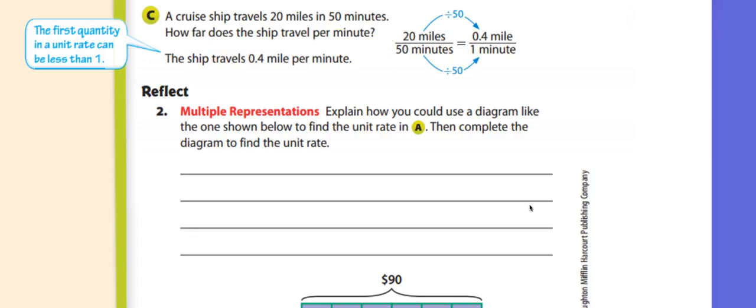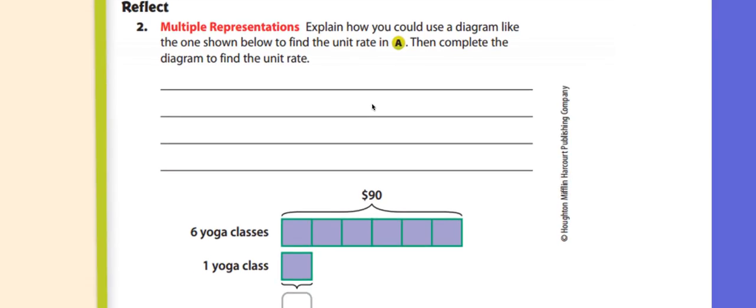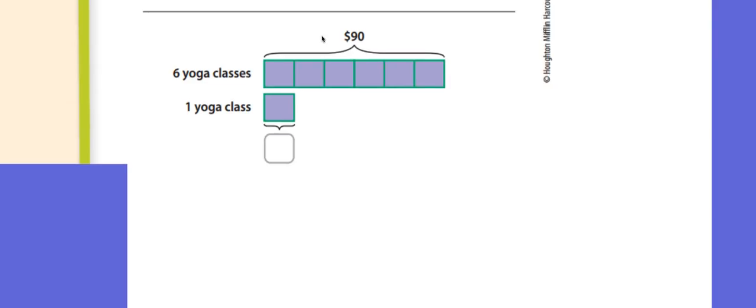All right, let's go check out the reflect question. It reads, explain how you could use a diagram like the one shown below to find the unit rate in A, then complete the diagram to find the unit rate. I think what we'll do is complete the diagram first, and then write our answer. So look at the diagram, and you see right off the bat $90, which is the cost for the 6 yoga classes. And then you see 6 blocks, and each of these blocks, there are 6 of them, and they're identical. And they would represent the 6 classes.